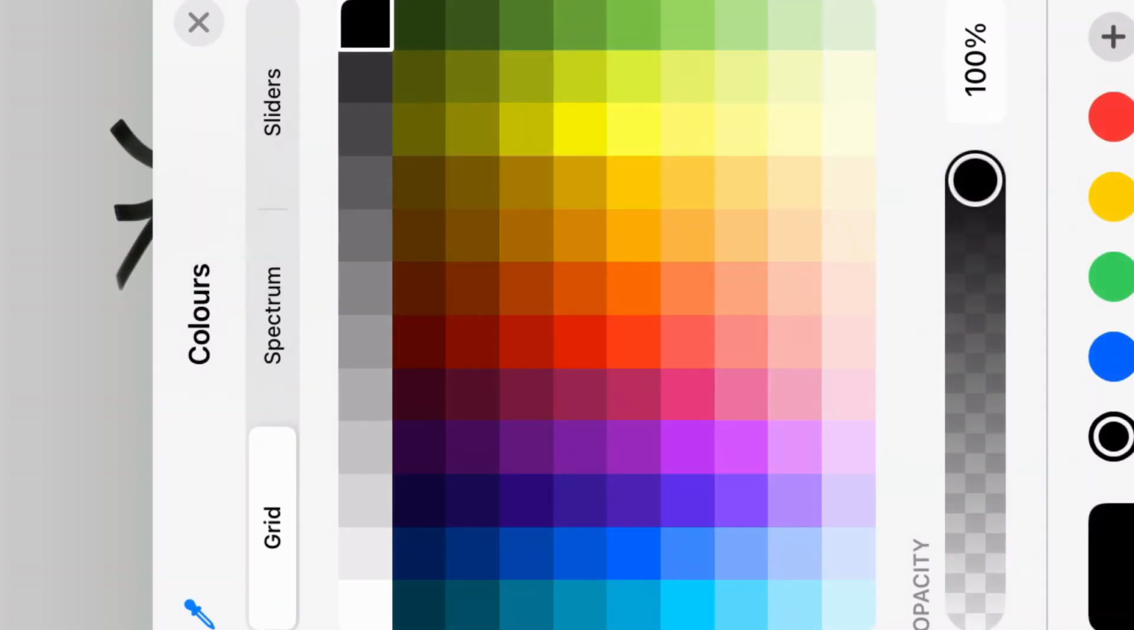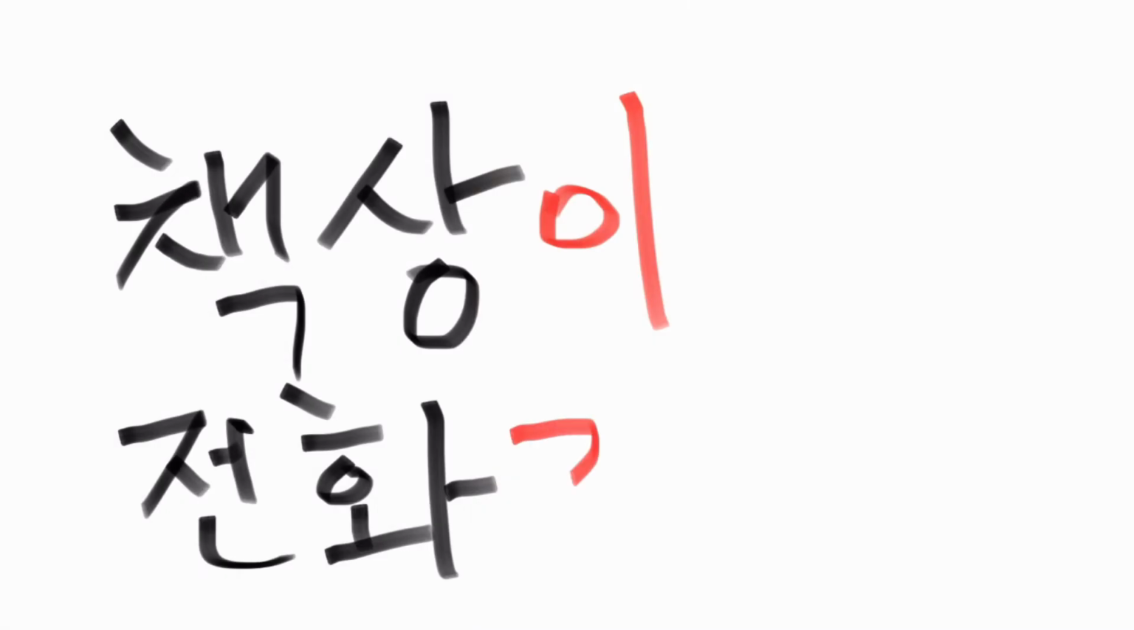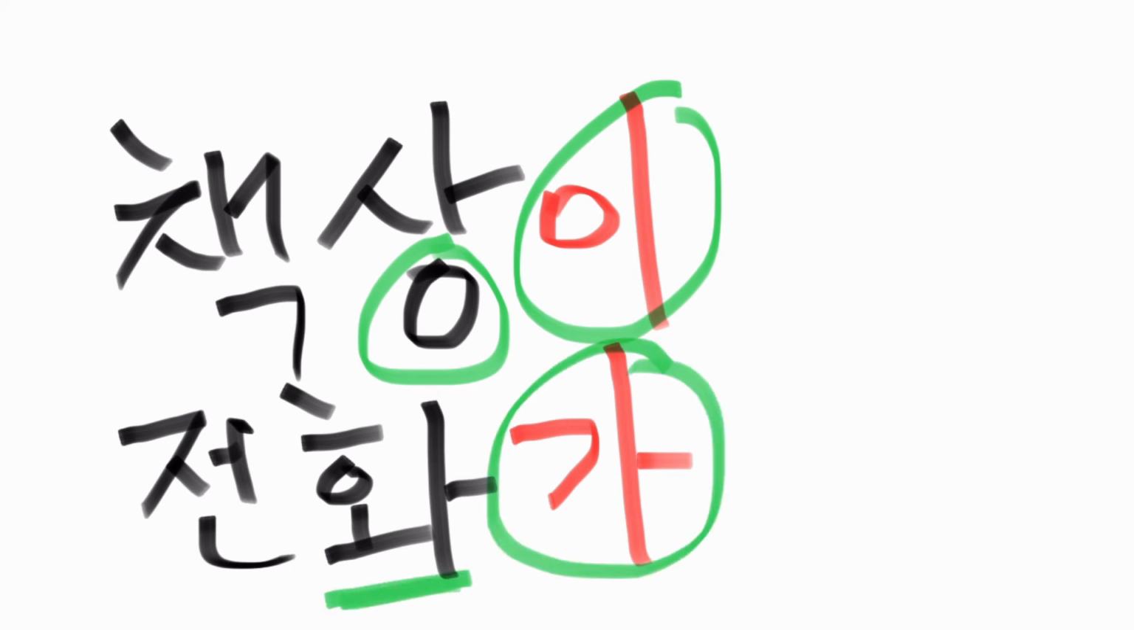For example, cheksang yi, chonha ga. So as you can see, in the first word, since there is a pachim, e is attached as a subject particle, and in the second word, since the word ends on the vowel, ga is attached as the subject particle.